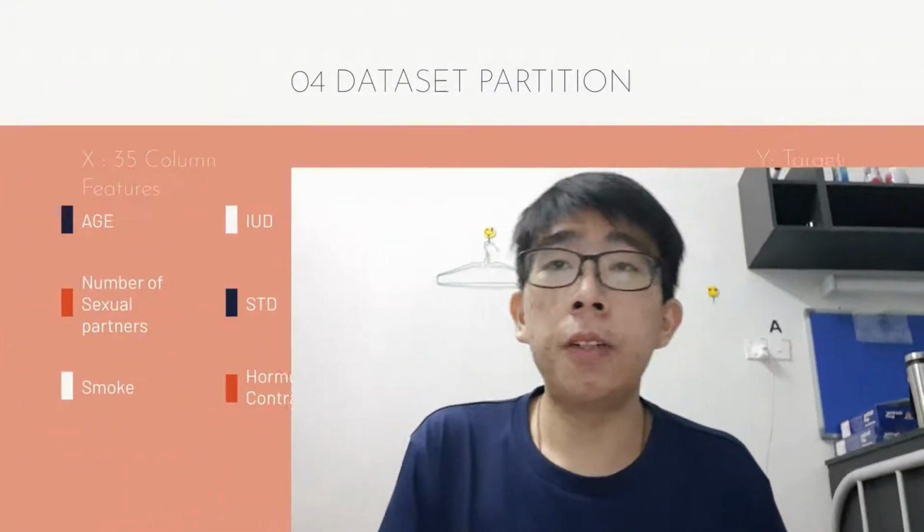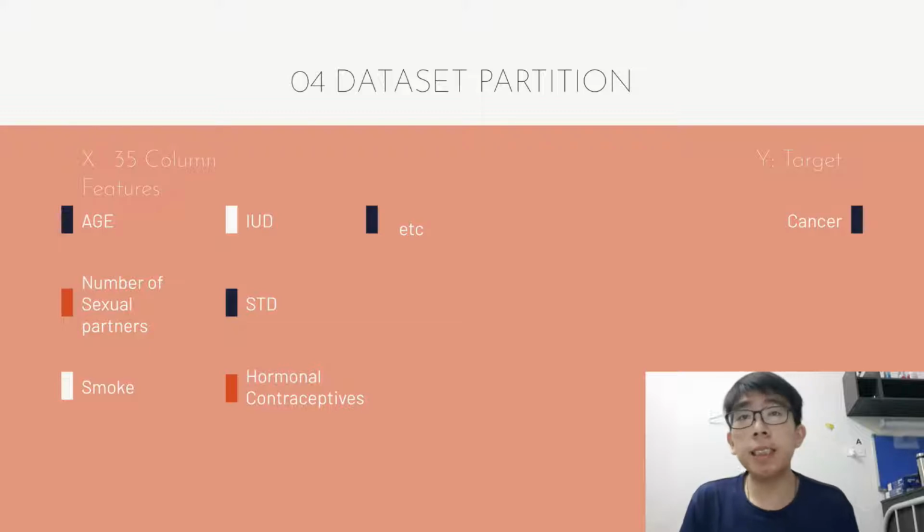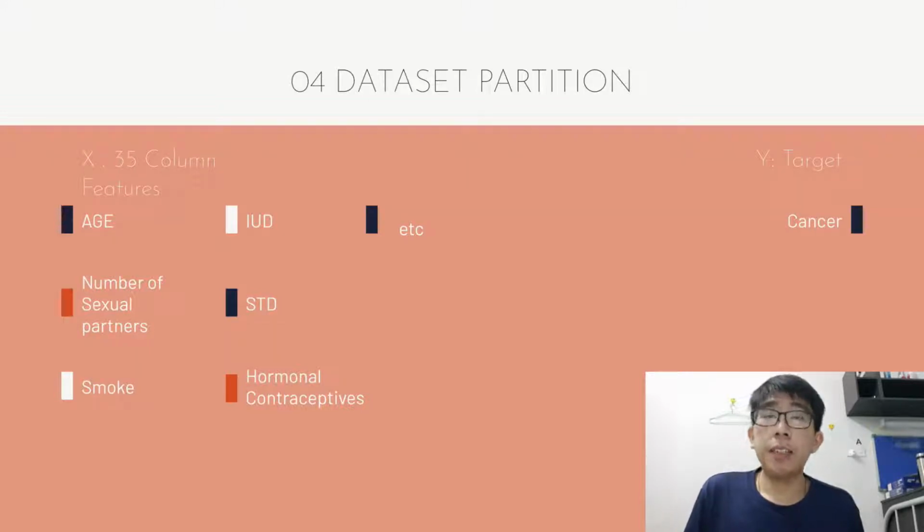Hi, I'm Tan Chiang. I'm going to explain how our team handled the data partitioning. First, our dataset contains 36 columns. We split the columns into features and target. Features is labeled as X, while target is labeled as Y. 35 columns were grouped as X as they contain the features of this dataset, which are the factors that cause cancer. Some of these factors are age, smoking, and many more.